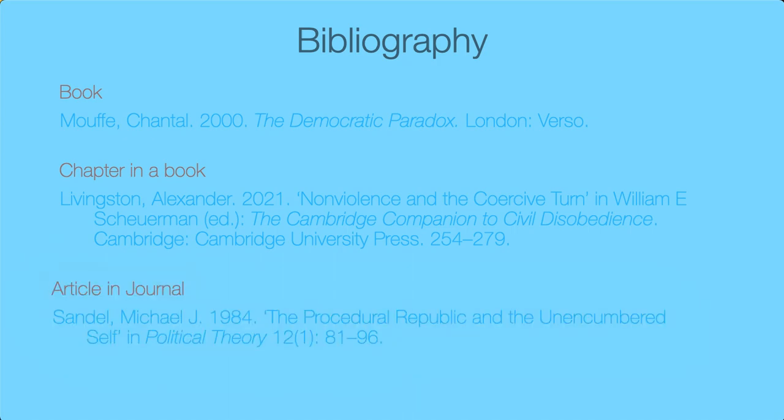An article in an academic journal. Here we see an example. Michael J. Sandel, in 1984, published a paper called The Procedural Republic and the Unencumbered Self. It appears in the journal called Political Theory. It is in issue 12, volume 1, and it appears on pages 81 to 96.